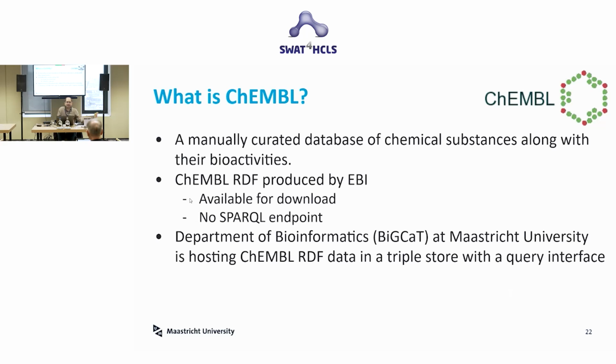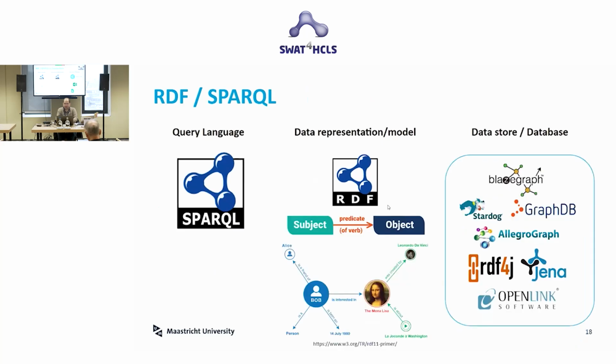The thing about ChEMBL is EBI produces two versions of this resource. One of them is a relational database in SQL format, and the other one is RDF data. So they provide the entire ChEMBL database in RDF format as a set of triples encoding all this information. But the thing is, they make it available for download as RDF files, but they do not provide the triple store. So they do not load the data in a triple store that they host themselves, where you can access it and query it.